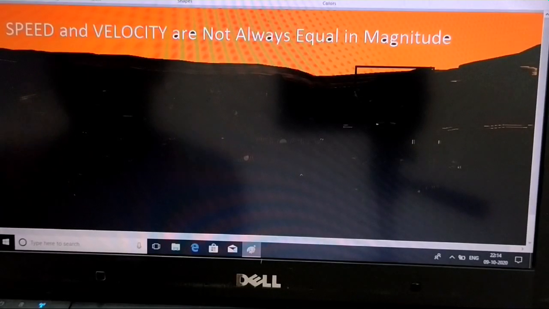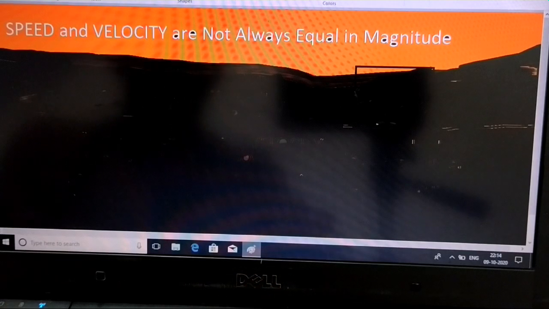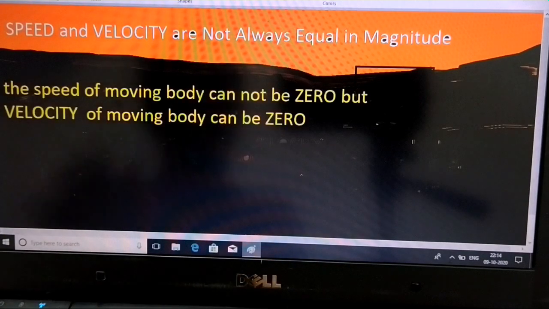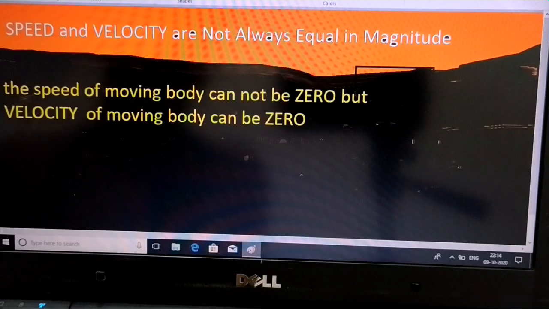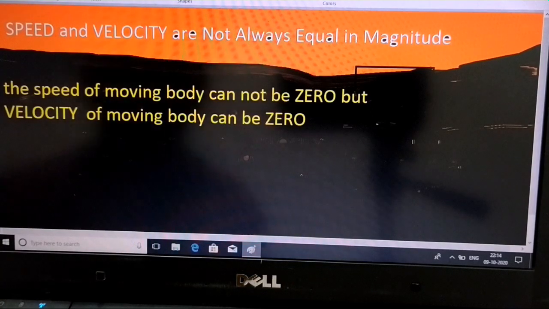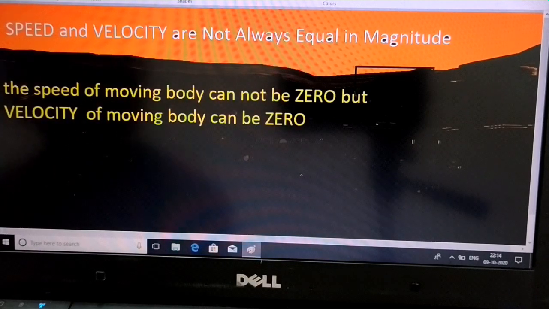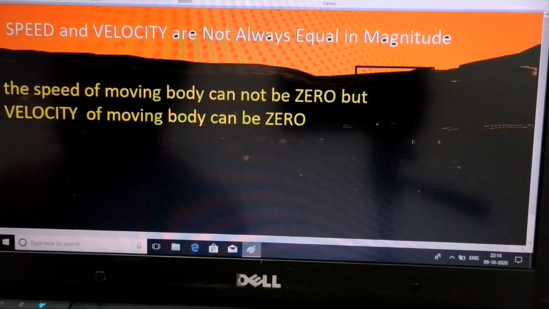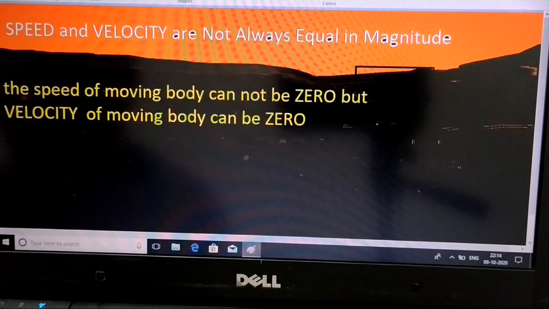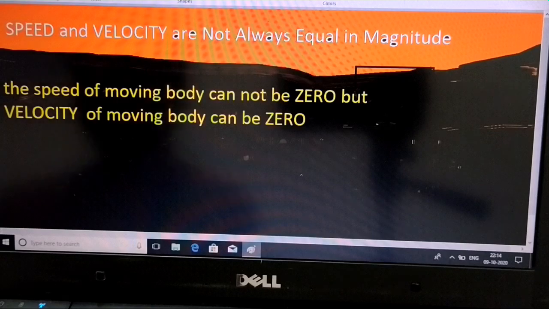Now, the speed of a moving body can never be zero, but the velocity of a moving body can be zero.